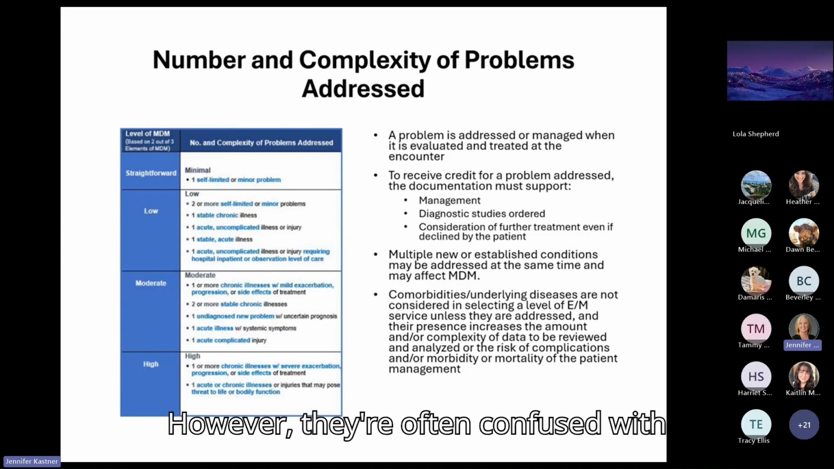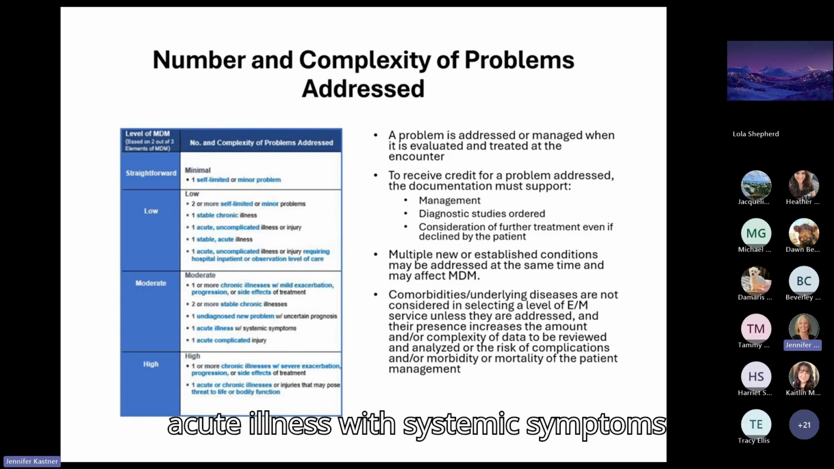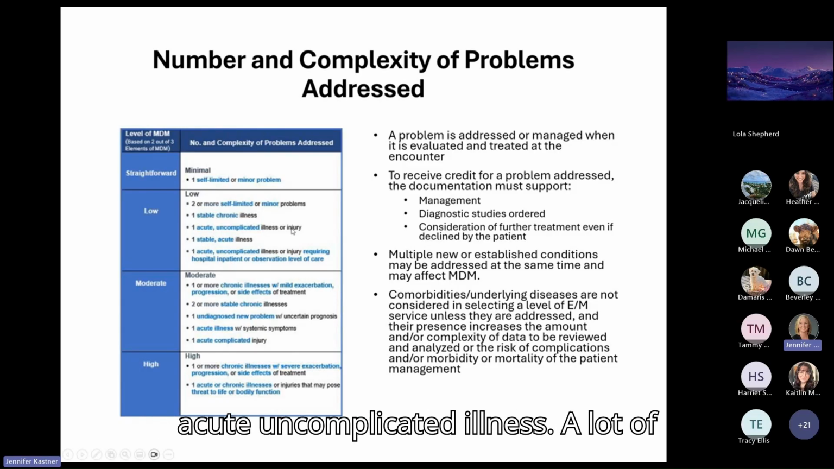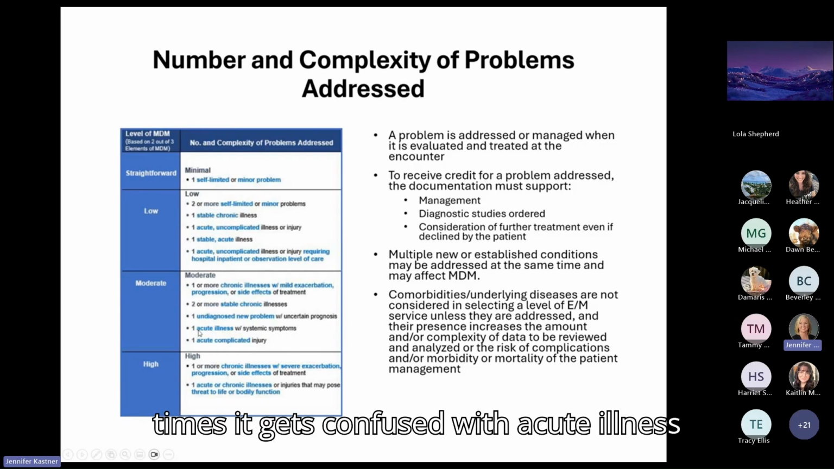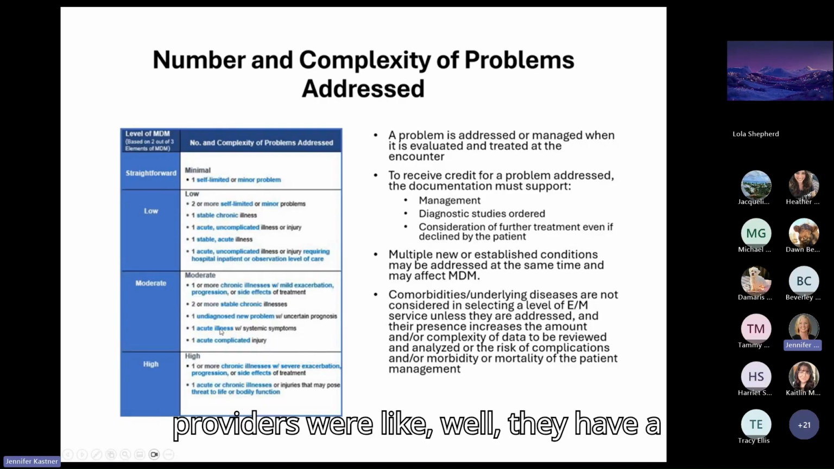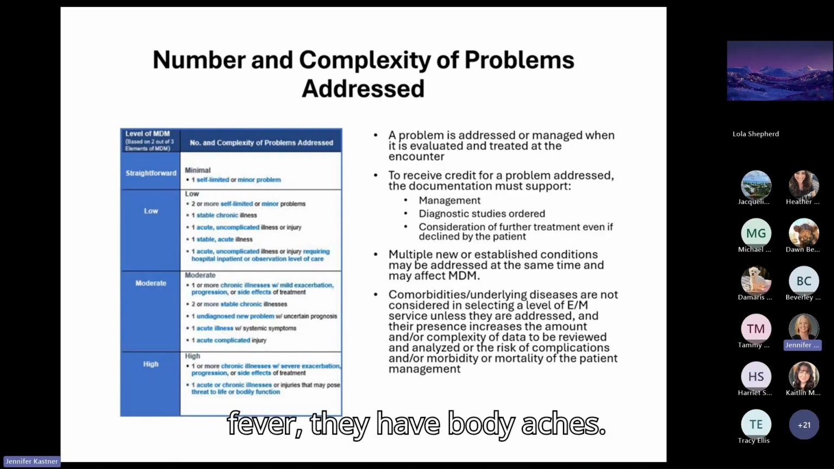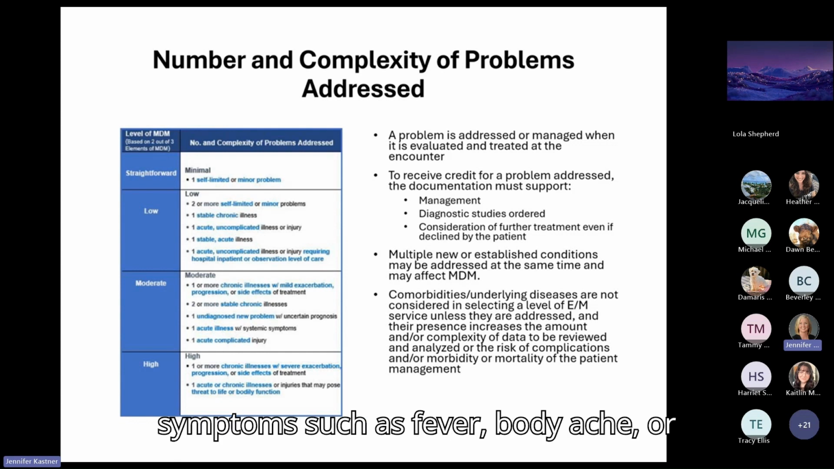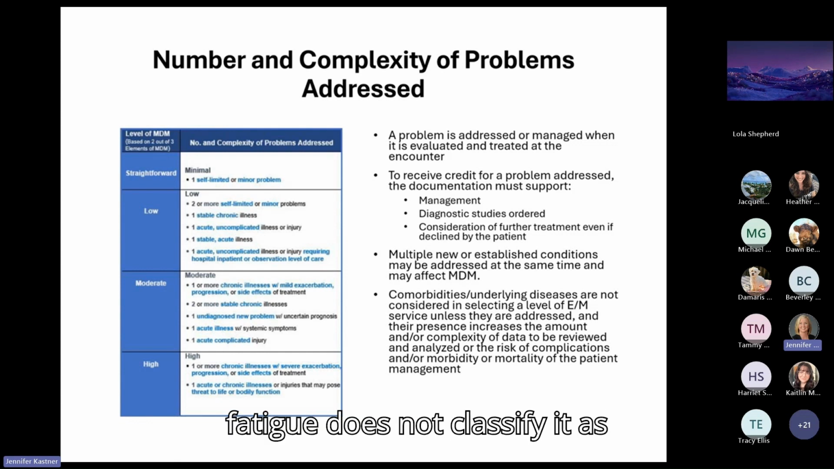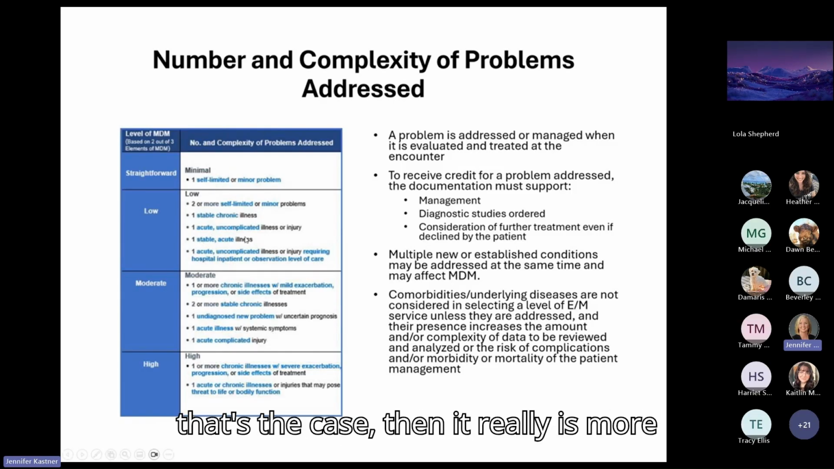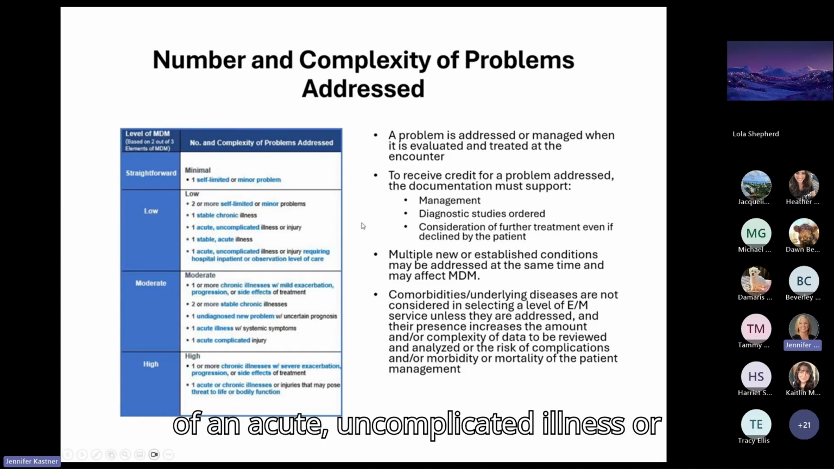However, they're often confused with acute illness with systemic symptoms under moderate. So I'm talking about this acute uncomplicated illness. A lot of times it gets confused with acute illness with systemic symptoms, because providers say, well, they have a fever, they have body aches. Based on the AMA guidelines, general symptoms such as fever, body ache, or fatigue do not classify as systemic symptoms. So if that's the case, then it really is more of an acute uncomplicated illness or injury.